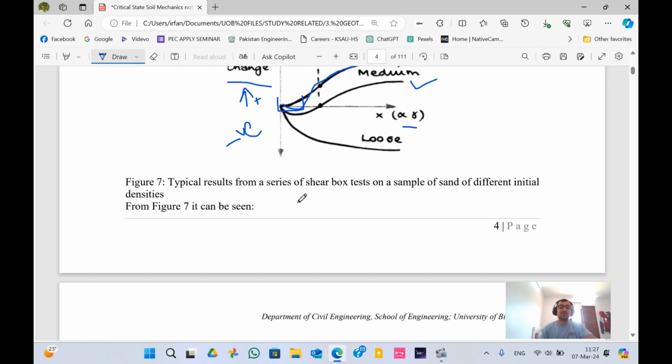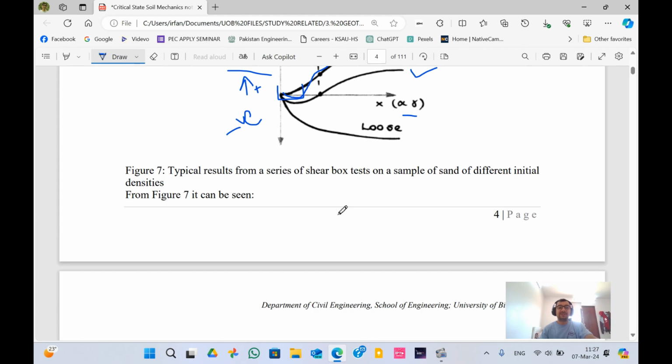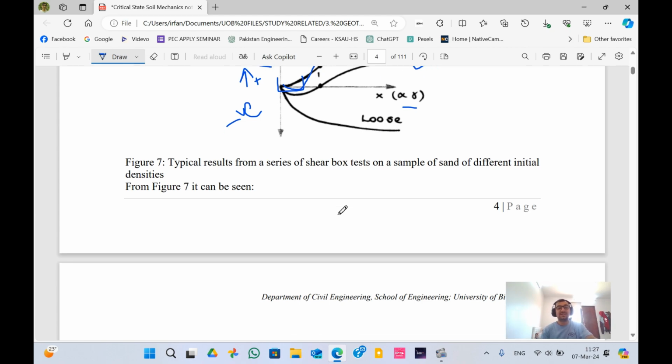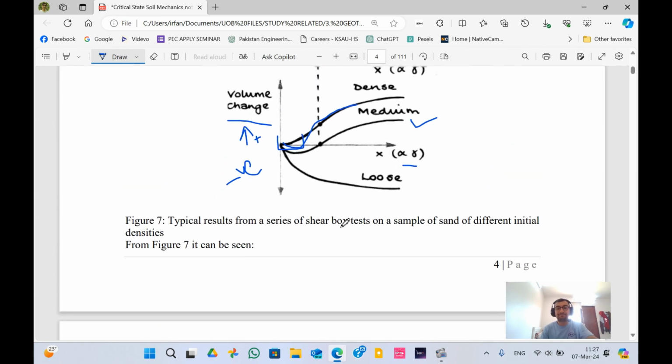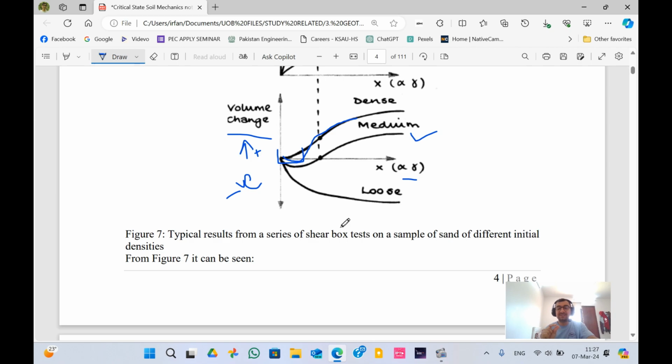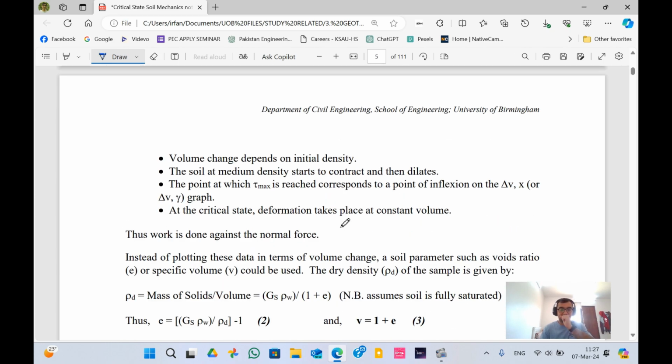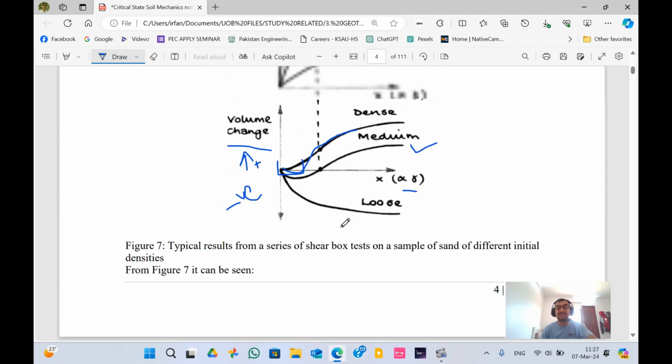Now, if we talk about typical results from a series of shear box tests on a sample of sand of different initial densities, you can see that volume change depends on initial density, because how much initial density your soil has plays a critical role. The soil at medium density starts to contract and then dilates. Here you can see this one.